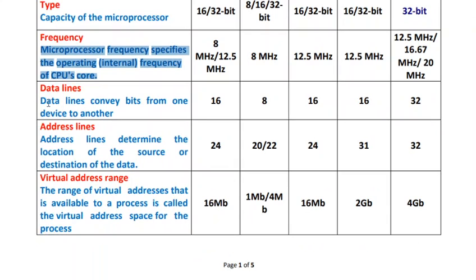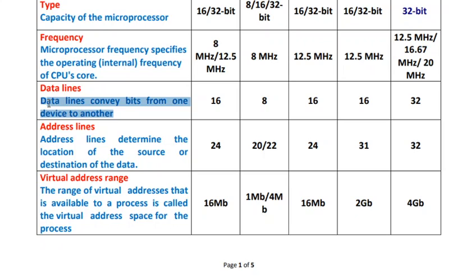Now, data lines. Data lines are lines that are capable of conveying data from or to a microprocessor. So it's capable of communicating information from the microprocessor or to the microprocessor, right? So data line conveys bits from one device to another device.